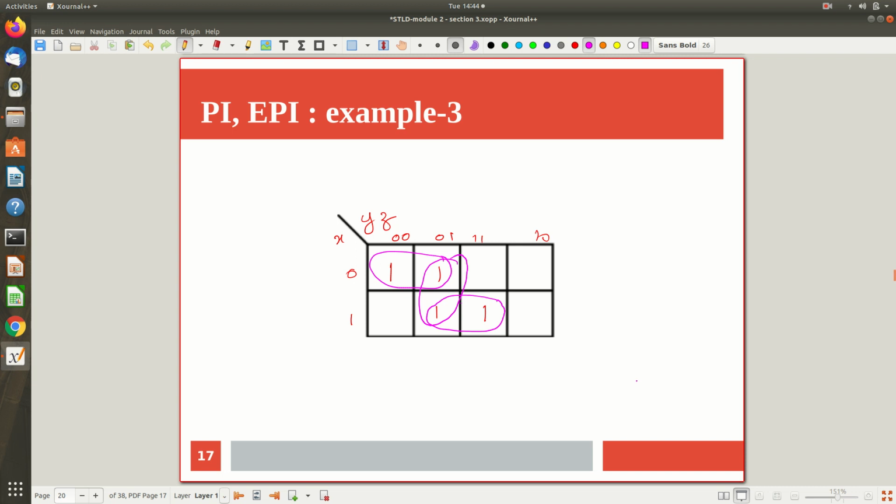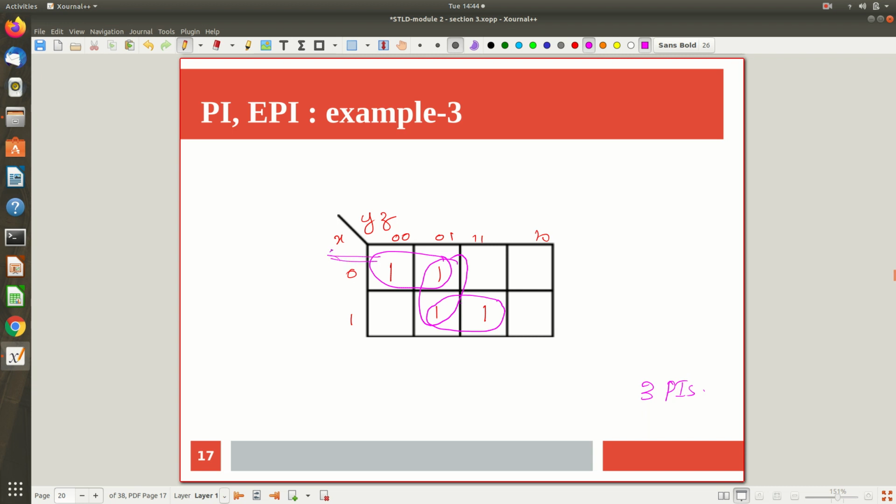In the final expression, you can see the middle one is actually redundant. So you don't have to take it. But if someone is asking you the question like how many prime implicants are there, that is why I am telling you that is also a prime implicant. Okay. So there are three prime implicants. That is the first observation I am having.